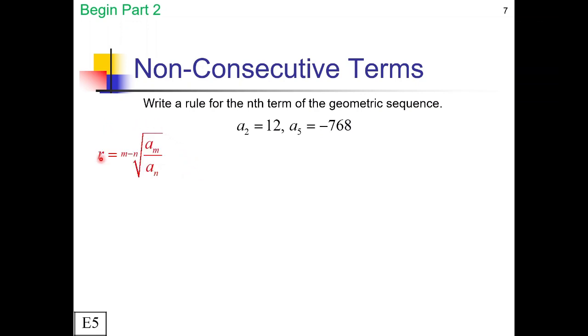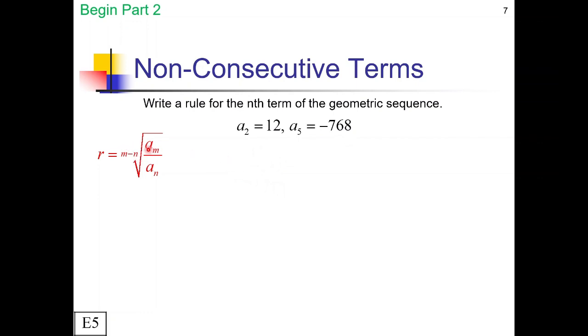So I'm going to say that r equals the m minus n root of a sub m over a sub n. So basically divide these, subtract the indices, take that root, and that should give us the actual r value that we would have to multiply by to get from 12 to negative 768 in this many steps. So pause the video, apply that, and then see if you can work backwards to get everything else you need to write the nth term of this thing. Good luck.